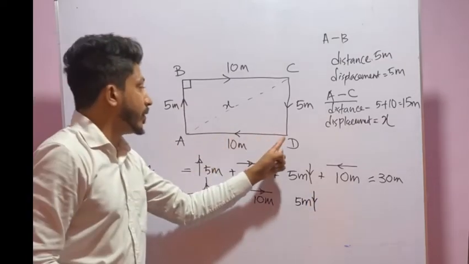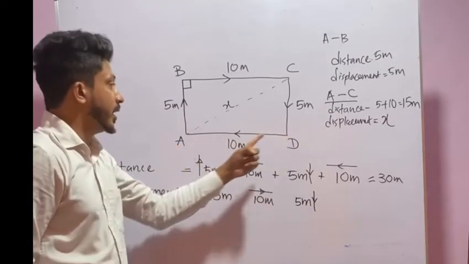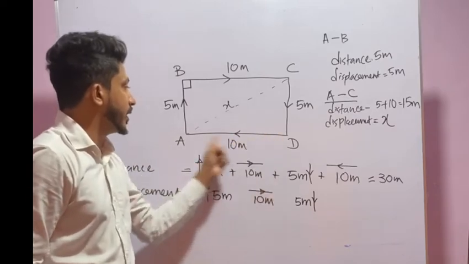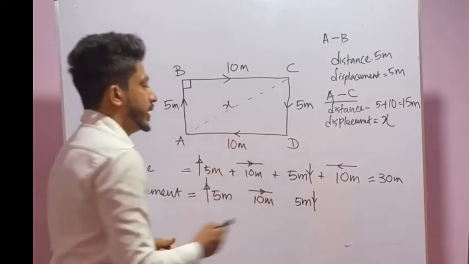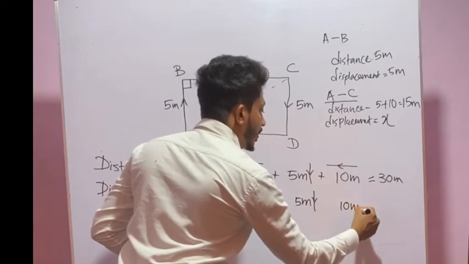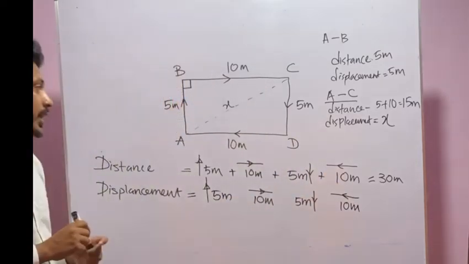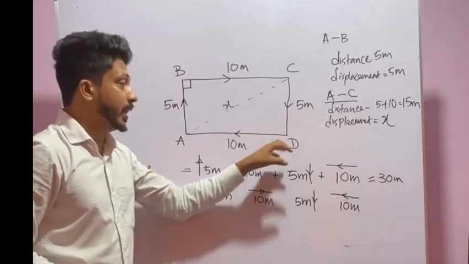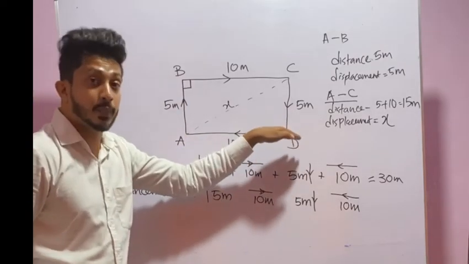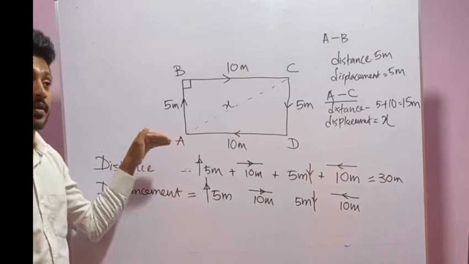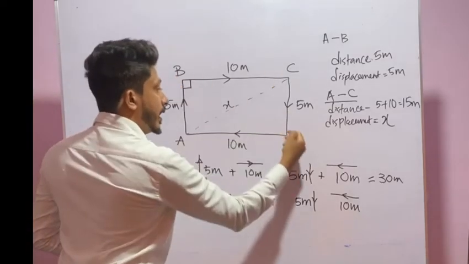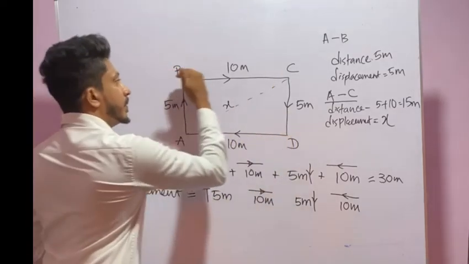If I consider A to D part only, what is the displacement? 10 meters in this direction. Why? If I consider only A to D, D is the start position and A is the end position, because he has traveled like this, like this.